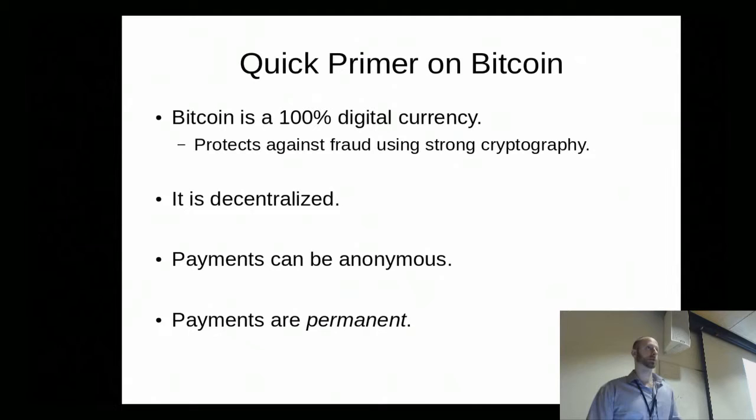Bitcoin's a 100% digital currency. It uses strong cryptography to protect against fraud. It's designed to be decentralized, and I guess you can say it still is, although that's a little debatable these days. Payments can be anonymous. A common thing people like to say is that Bitcoin is anonymous. I would say that payments can be anonymous, depending on how you go about using it. And payments are permanent. That's one of the central things behind it: if you send a payment to somebody, it's gone forever. Unless they choose to send it back, that's there forever.